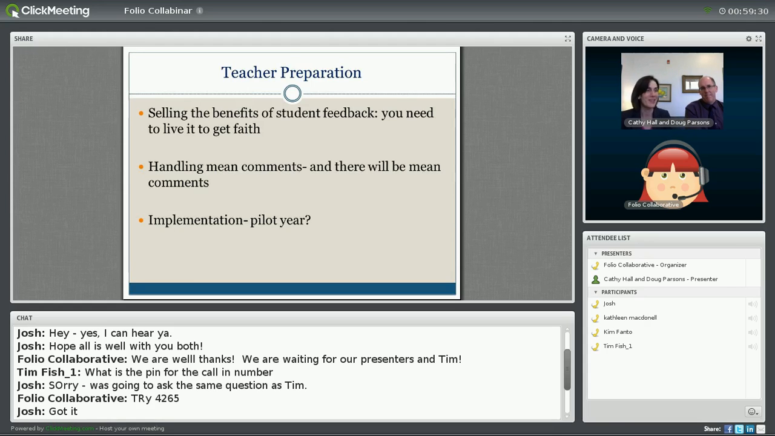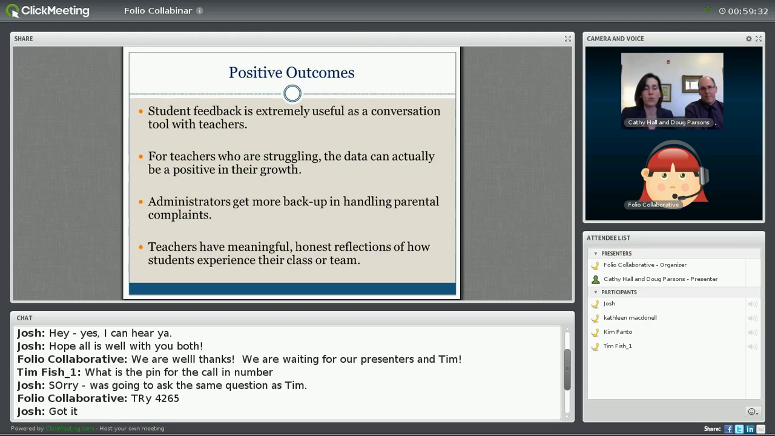So it's a mixture. We're going to quickly go through, and this will be very quick, the positive outcomes, because most of this is so intuitive. I'm sure it's why you're all considering doing student feedback. The idea of it being a really useful conversation tool, Doug talked about that. It's obviously critical for teachers who are struggling. The interesting thing is teachers initially think if you're using student feedback, it's because you're trying to catch me. You're trying to prove that I'm a failure or prove that I've got trouble.